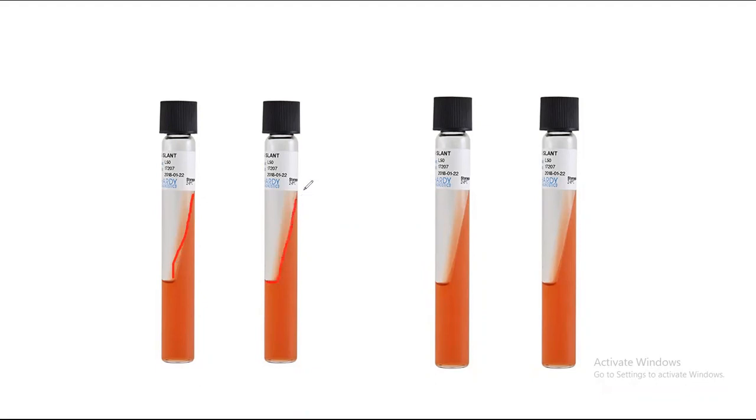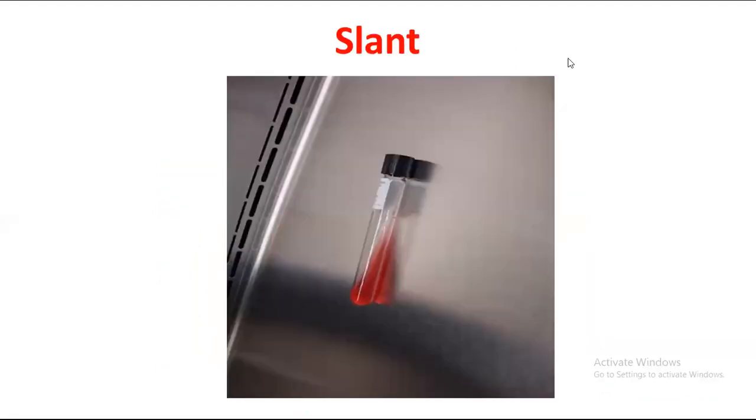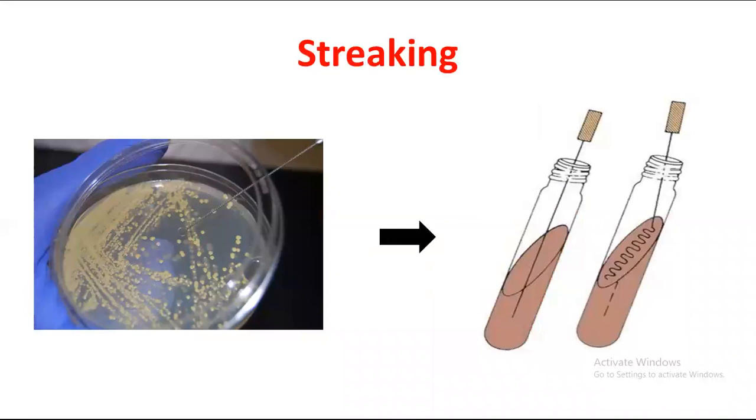After that, if I want to show you the actual picture of it, this is the tube in which the TSI media is present. And again, I'm telling you that the actual color of the TSI media is red, because phenol red is present. After that, you should take a specific unknown colony on a wire loop, and just look here.